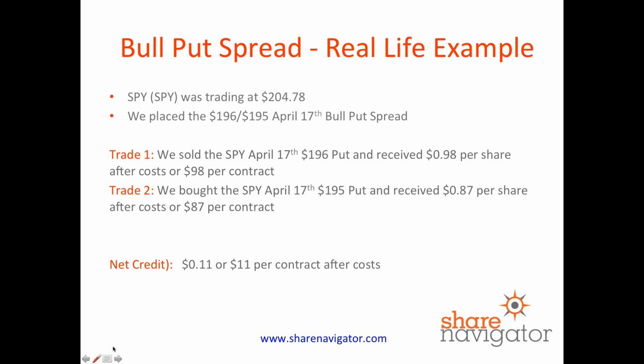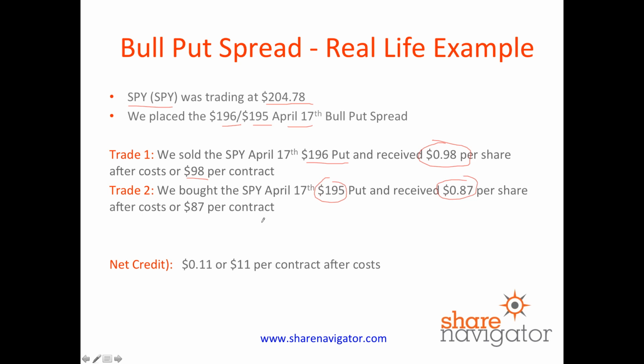So here we have a real life example of a bull put spread. Back in April, SPY was trading at 204.78. We placed a 196/195 bull put spread for the April 17th expiry. So it was two trades that we placed as one. The first trade was selling the $196 put, and we received 98 cents per share or $98 per contract. And the second part of the trade was the insurance part of the trade that we bought. So we bought the $195 put and paid 87 cents per share or $87 per contract.